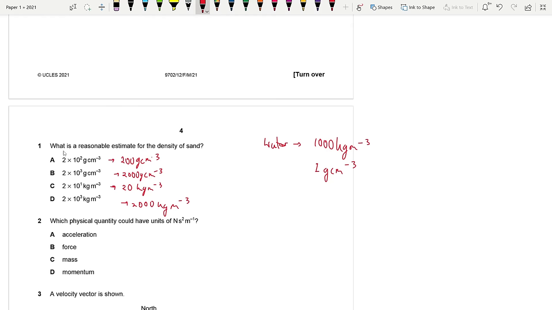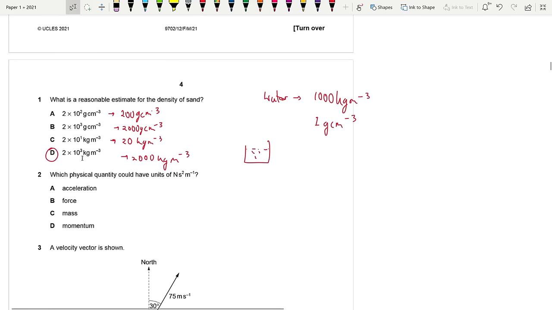So listen, just think about this. If you put sand on water, it will sink. Basically, sand sinks inside water, right? What does that mean? Sand is more dense than water, so it's obviously going to be greater than 1000 kilogram per meter cube. Now the thing with 200 and 2000 is that that's too dense, right? 200 gram per cm cube is 200 times the density of water, and 2000 is 2000 times. But what about 2000 kilogram per meter cube? That shows us that sand has a density of twice that of water. So that's a reasonable estimate. So one should be D. That's the best answer. So let's move on to two now.